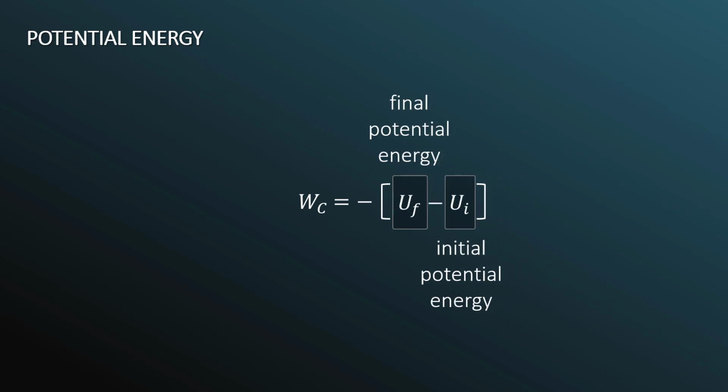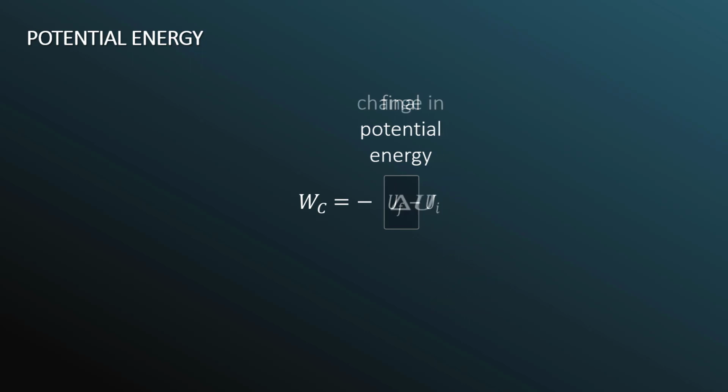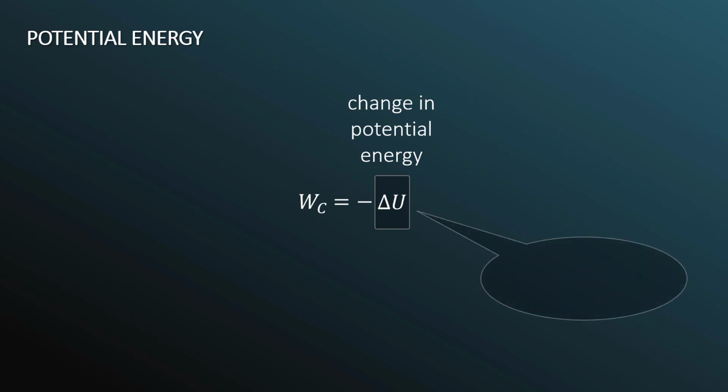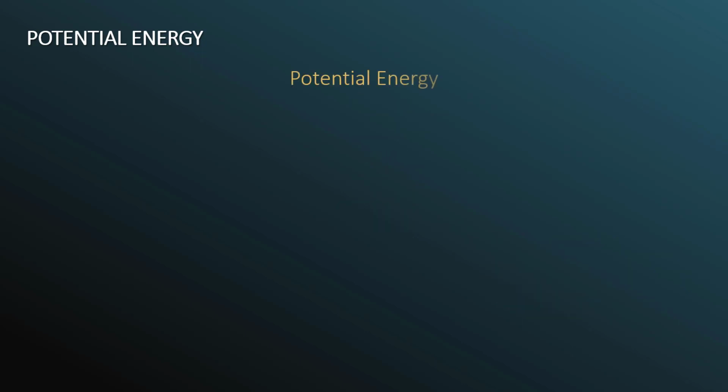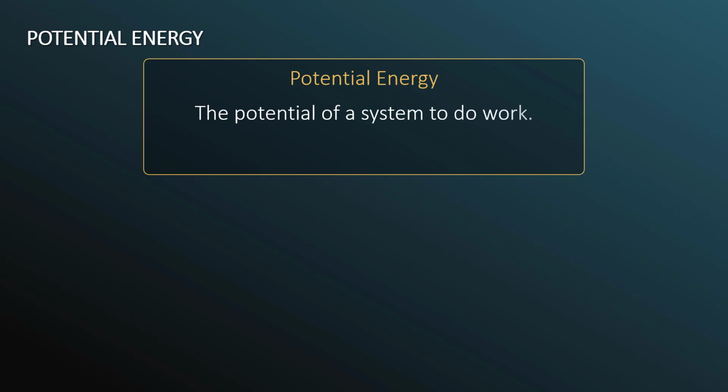Now this is simply the difference between the final and the initial potential energies, and so what we see is that the work done by conservative forces is equal to the negative of the change in the potential energy. But I've just been throwing terms around. What the heck is potential energy? Why is it called potential? Well, it's the potential of a system to do work. It's the energy stored and held in readiness, as your book states.